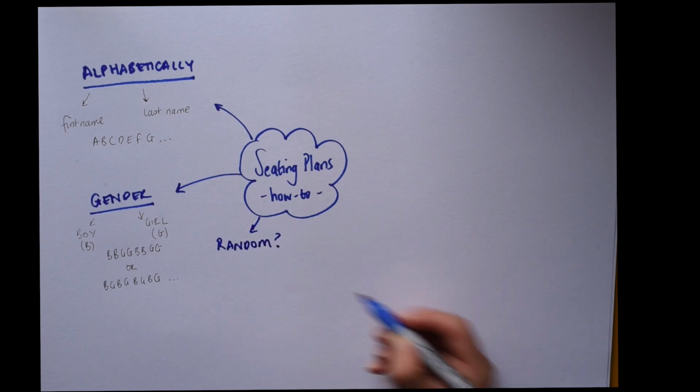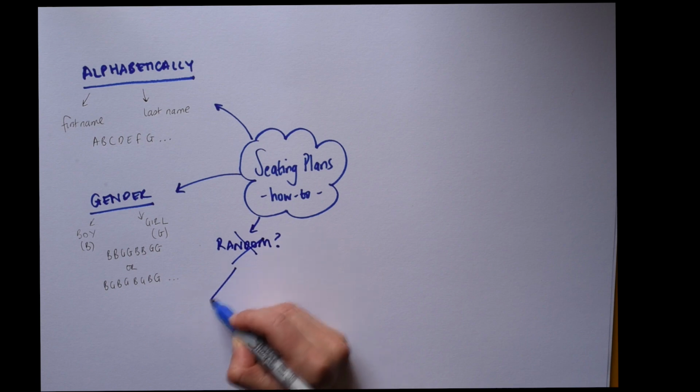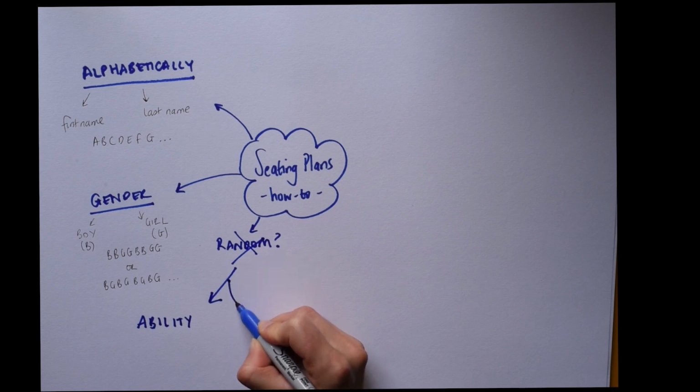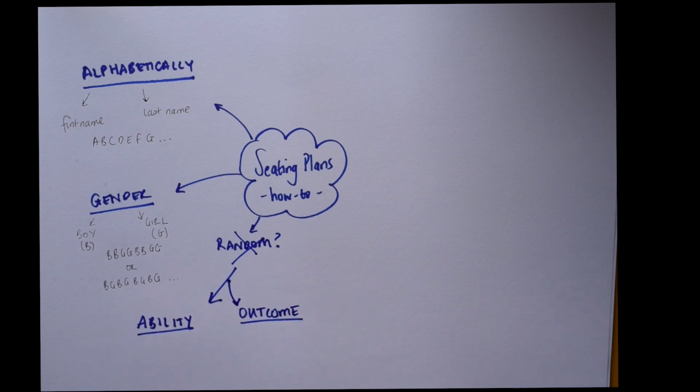Now, question is, do you want to be random in the way you make these seating plans? Absolutely not. One of the things you could do instead is do it by ability or outcome. So obviously with ability and outcome, this is to do mostly with data and performance and ability of students, their profile.